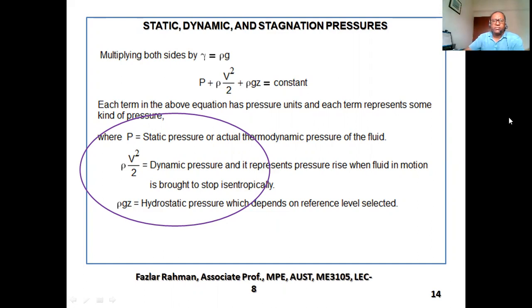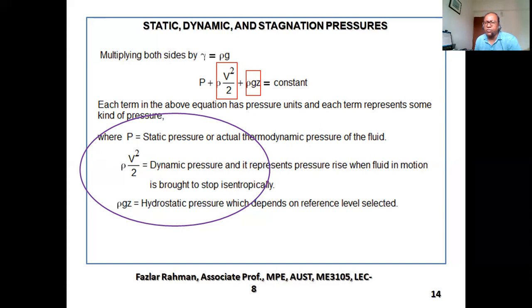What will be the unit of P? The unit of v square by 2, the unit of rho g z? Anyone could tell me? Hello? Okay. I'm not sure you are there, but P is the static pressure, unit of pressure.